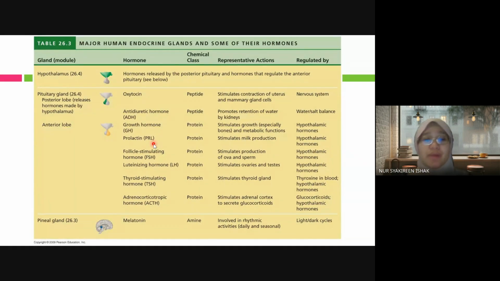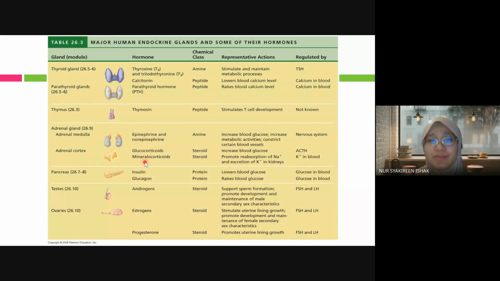Another gland to secrete hormones. Okay. Tropic hormone. So that is the term that you have to know. And then we have the thymus. So it secretes the hormone thymosin to stimulate T cell development. So as we know, the thymus is the location of T cell maturation. Right? So it secretes this hormone thymosin.